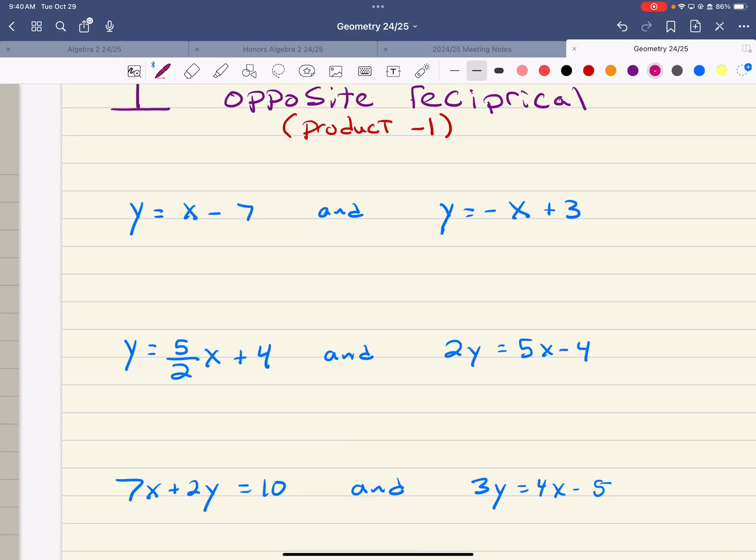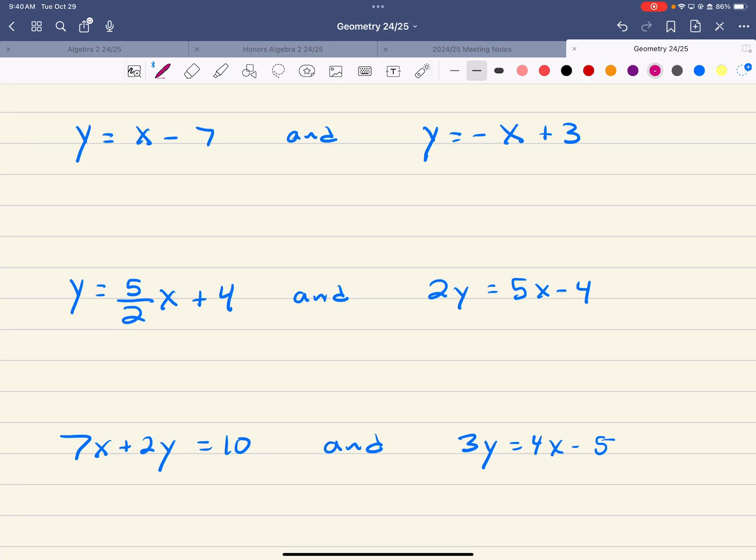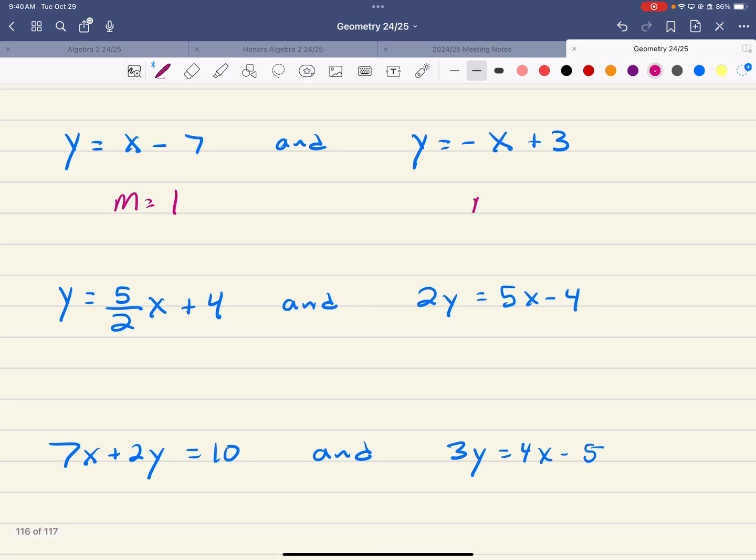So if we look at this first example, I want to know if those two lines are parallel, perpendicular, or neither. Well, they're already in slope-intercept form, and that has to be the first thing you do. You need to put them in slope-intercept form. This one is already there. So we're just going to identify the slopes. The slope of this first one is 1. The value out in front, there's nothing there, so it's 1. The slope of this one is -1. They're opposites of each other.